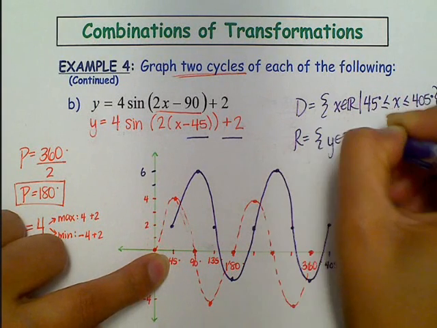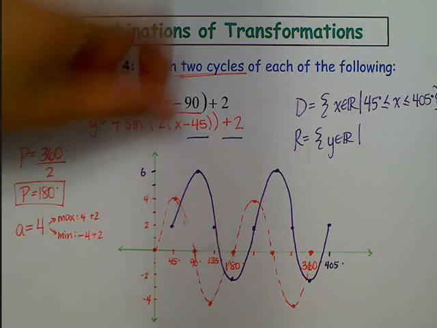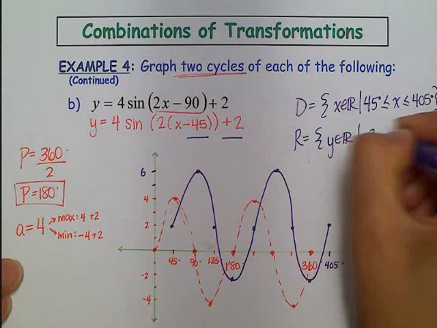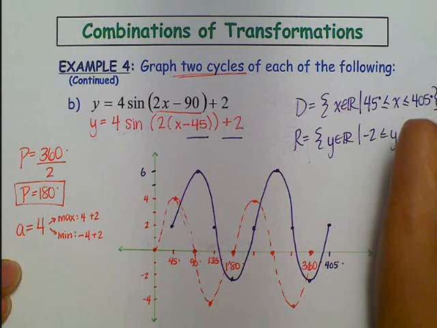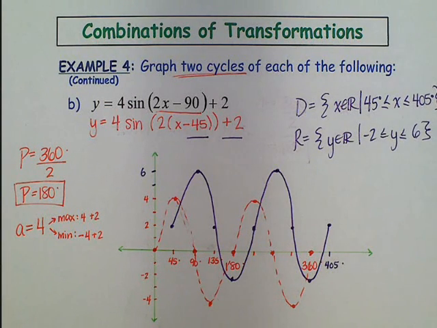And for the range, my minimum value for y is -2 and my maximum value is 6. So I would say -2 is less than or equal to y, which is less than or equal to 6.